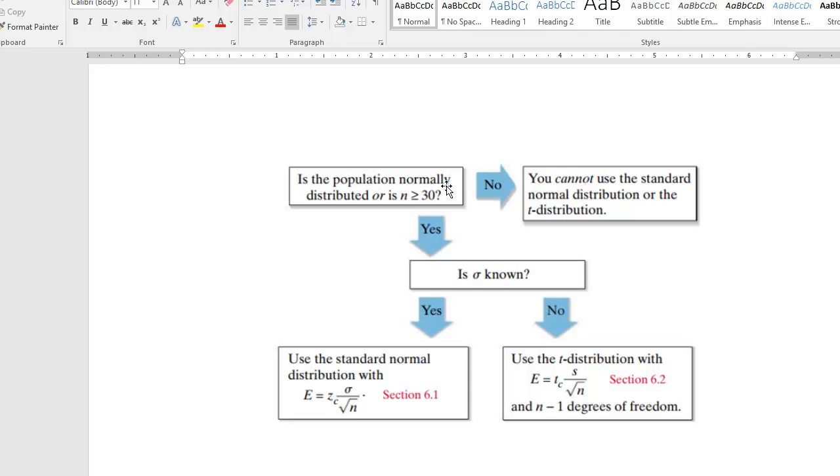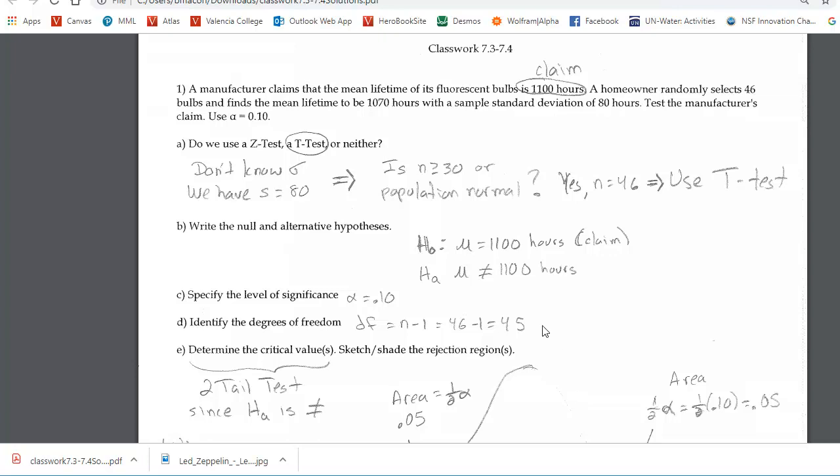In this video, I want to look at what happens if we meet these conditions and we do not know the population standard deviation. How do we use a t-statistic? I have an example problem. A manufacturer claims that the mean life of its fluorescent bulbs is 1100 hours. A homeowner randomly selects 46 bulbs and finds the mean lifetime to be 1070 hours, and the sample standard deviation is 80 hours. Test the manufacturer's claim using a level of significance alpha equals 0.10.